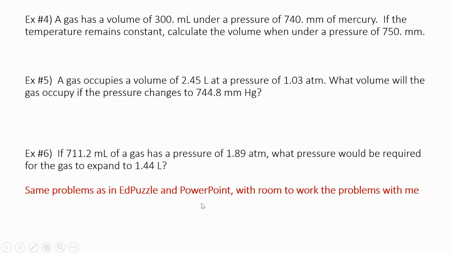Here they are, and they are in the note packet with room to work the problems with me. So ideally, you should be printing the note packet out and using it to take notes. But if you can't, at least work through the sample problems with me on a separate piece of paper.